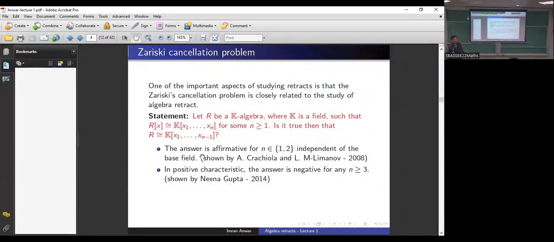So this problem has a strong connection with algebra retract. Over characteristic 0, the problem is still open for n greater than or equal to 3. This problem has a strong connection with algebra retract. I gave you the definition, and the definition seems to be quite simple, but I told you that constructing the map phi in algebra is a really hard problem.